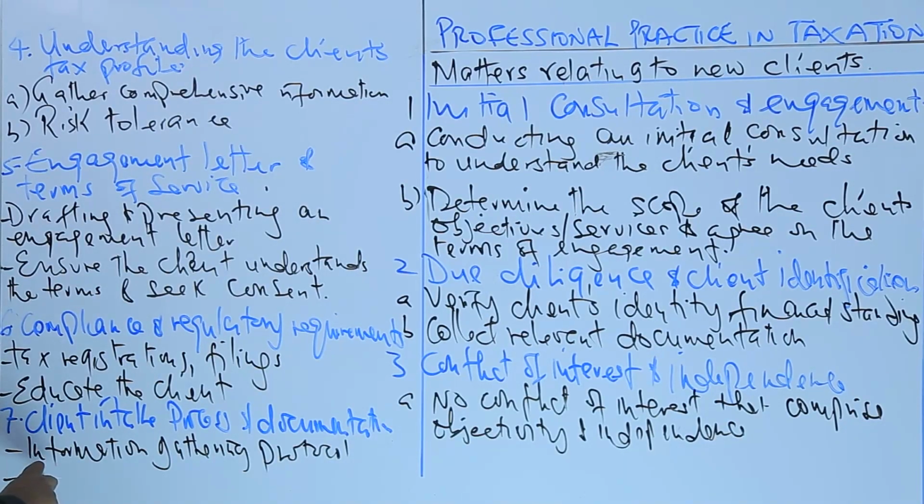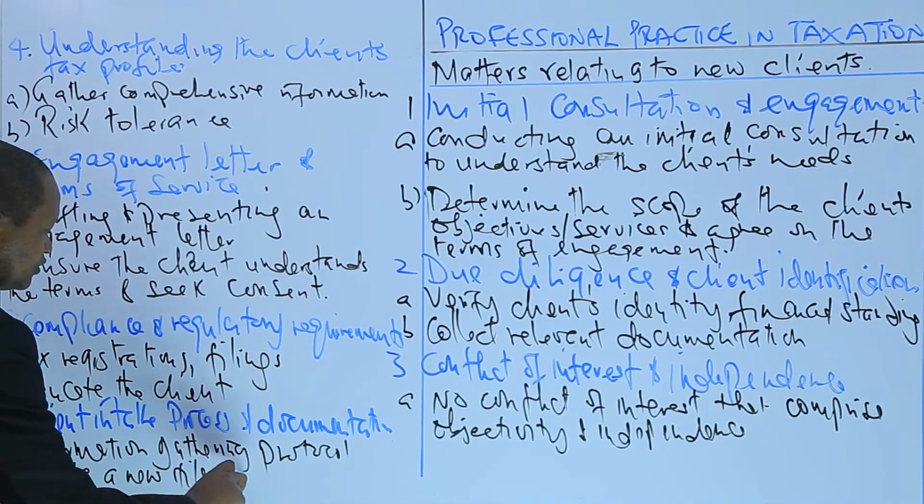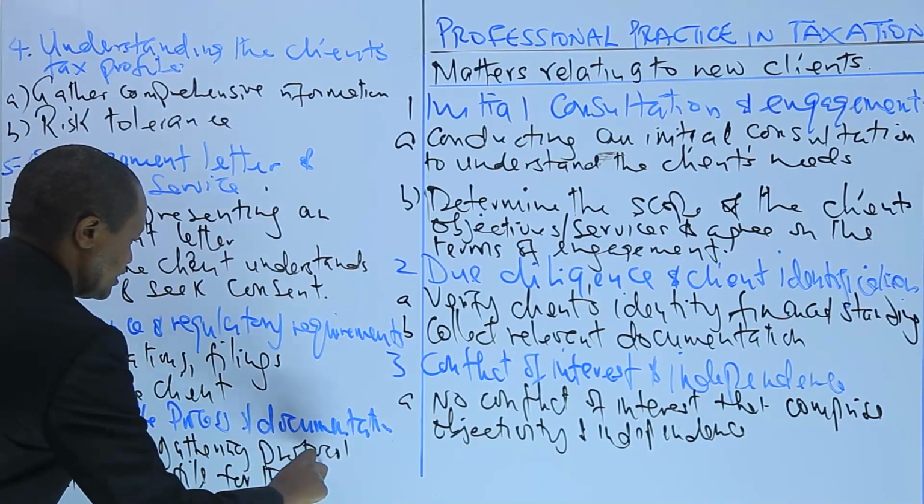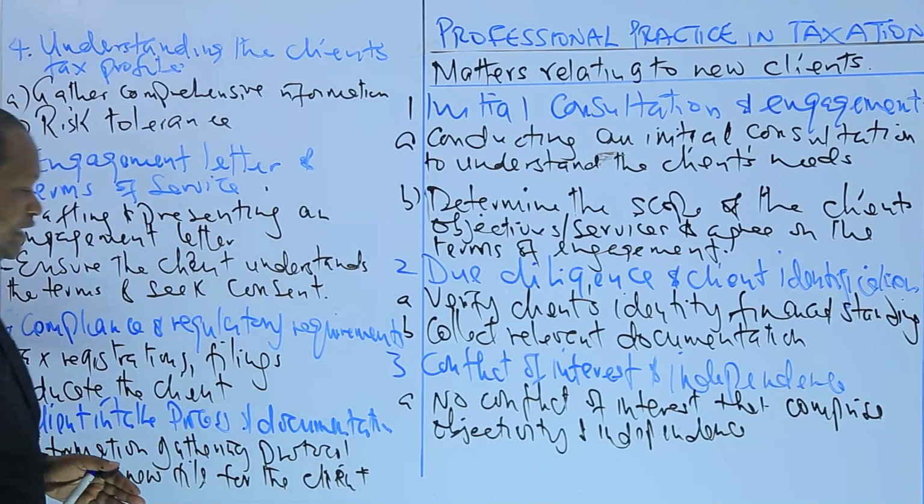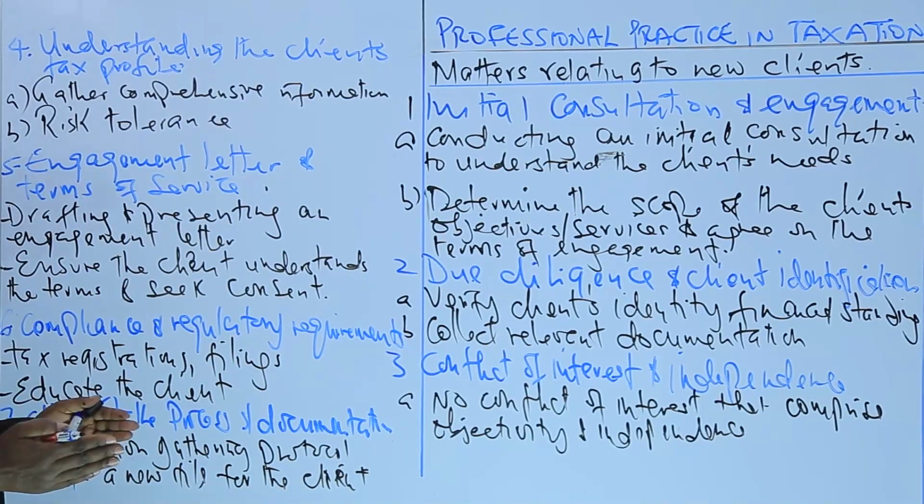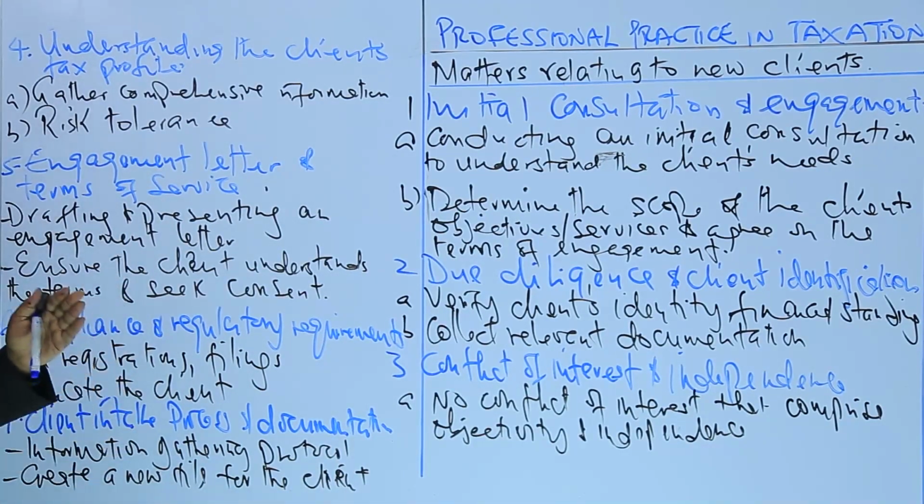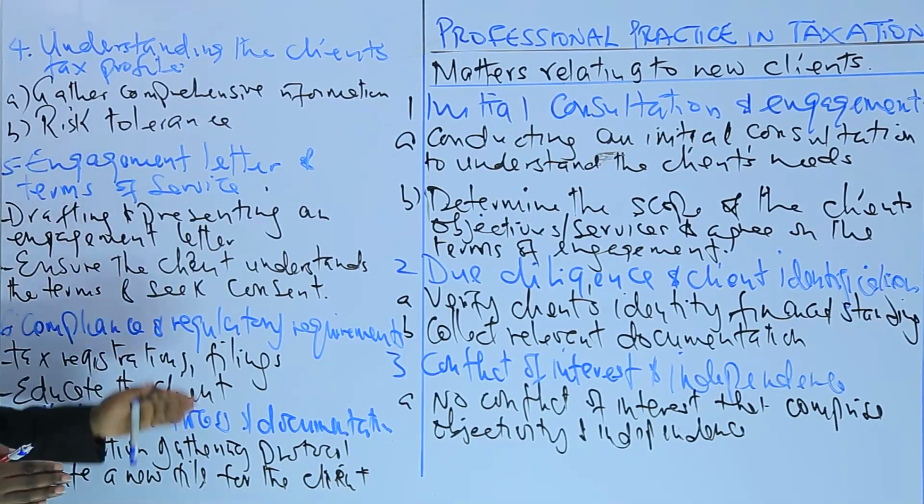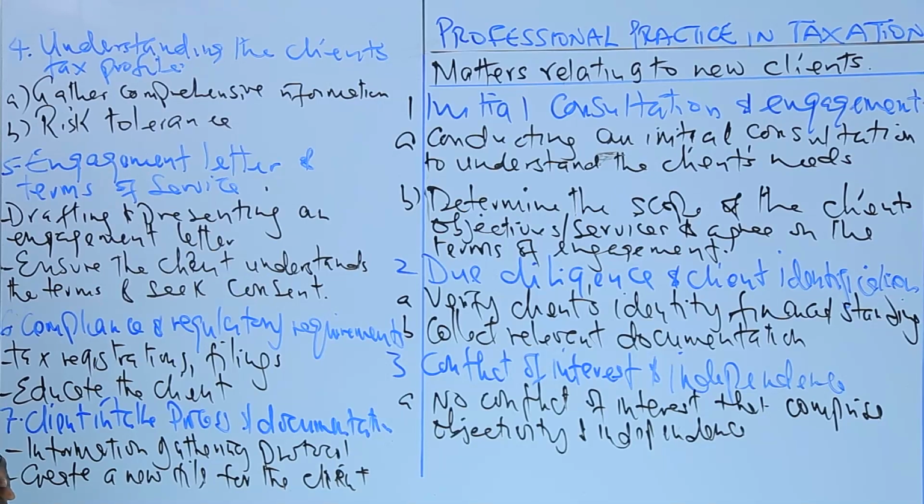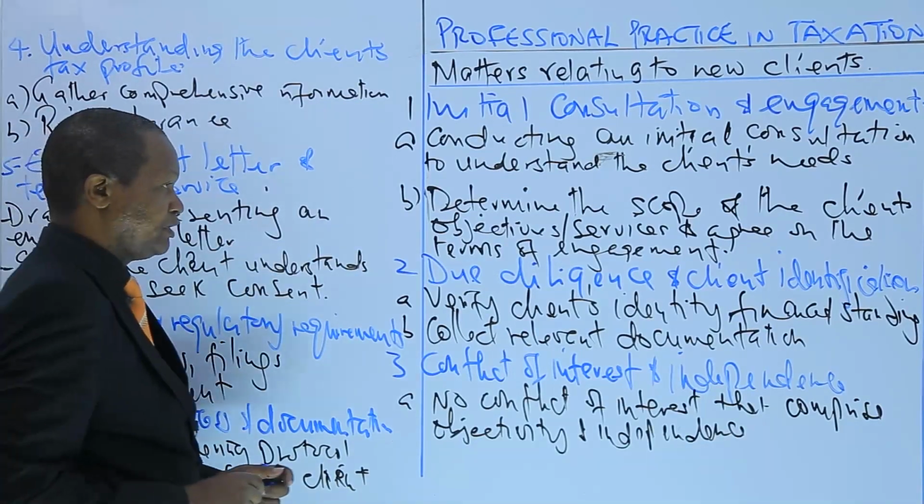Then create a file for the new client. And within that file, include all relevant documents, correspondence, and also agreements with the new client. This is point number 7. I'll move on to page number 3.